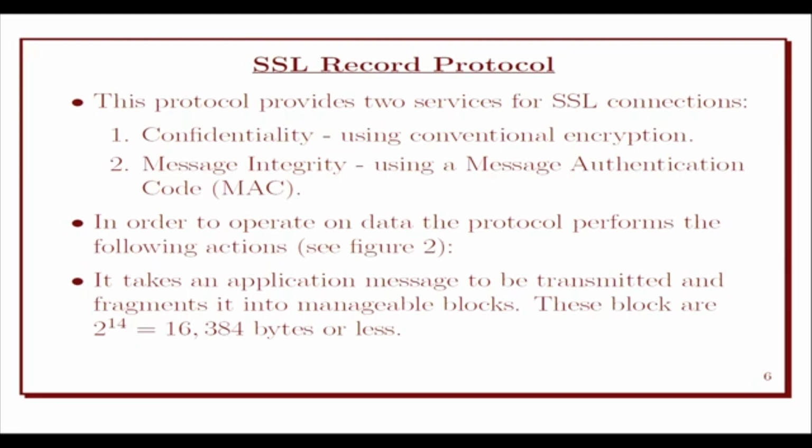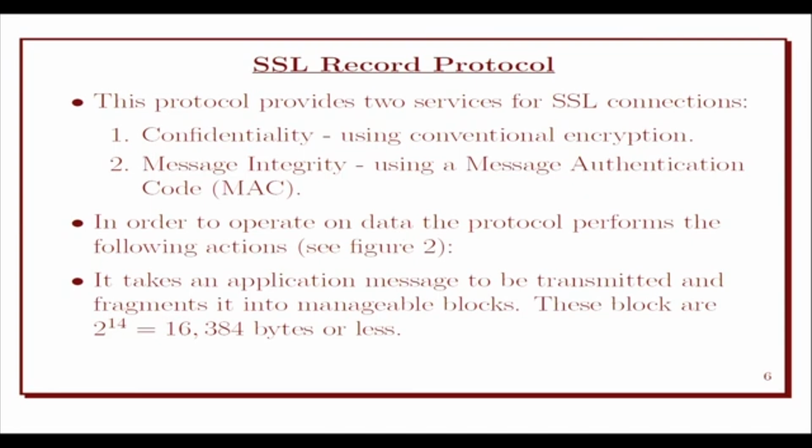Okay, so let us talk about the SSL record protocol. What is the job of the SSL record protocol? It basically provides two main services: one is confidentiality, another one is message integrity. Confidentiality is usually done by using conventional encryption algorithms, and we use the message authentication code, or MAC, for message integrity. We will talk about this in more detail in figure 2.